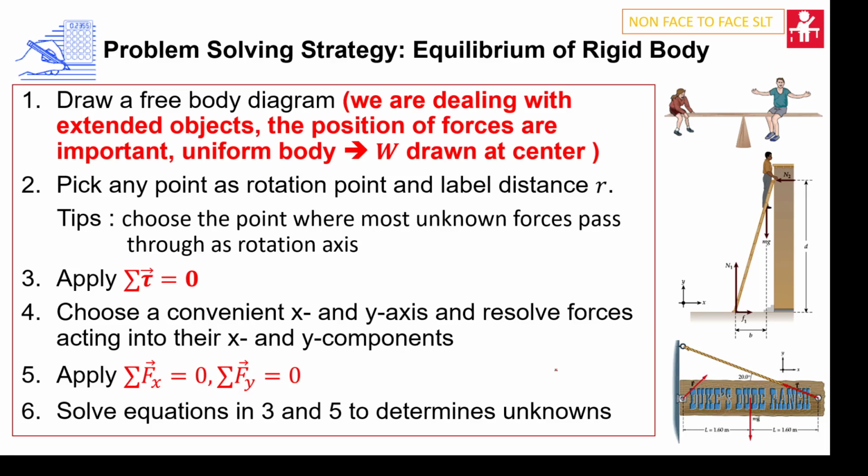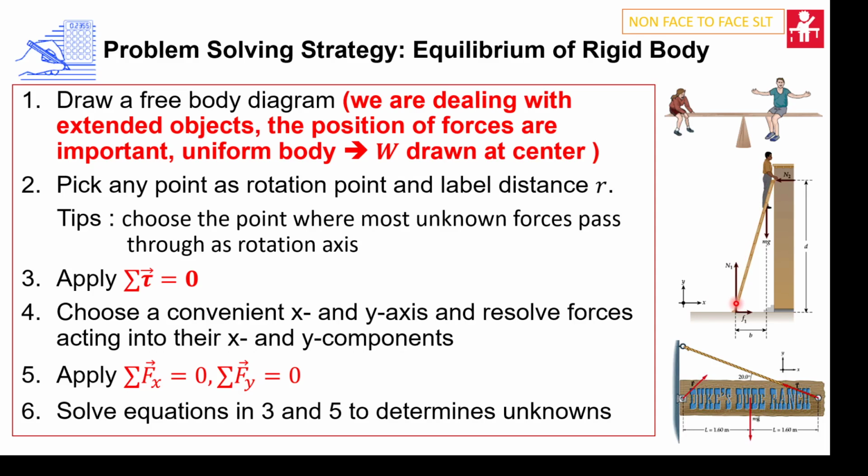Again, this will be explained in more detail inside your tutorial class, but I will give a few pointers on how to solve problems in equilibrium of a rigid body. As you can see on your right-hand side, this is a good example of equilibrium of a rigid body. Usually they want you to find the unknowns, probably the mass or the length or things like that. Here we have a person standing on a ladder.